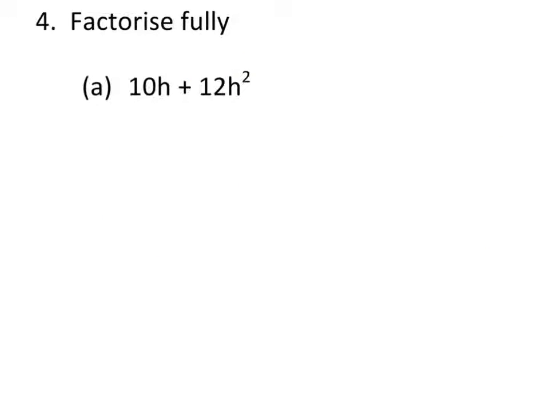Question 4, we're asked to factorise fully. So we should remember that means we want to put the brackets back in. Part A, we have 10h plus 12h squared. This is a highest common factor question. So looking at the numbers first of all, the biggest number that goes into 10 and into 12 is 2. And then if we look at letters, we can see an h appearing in both terms. So we can take that outside along with the 2. Put the brackets in, get the plus sign in the middle.